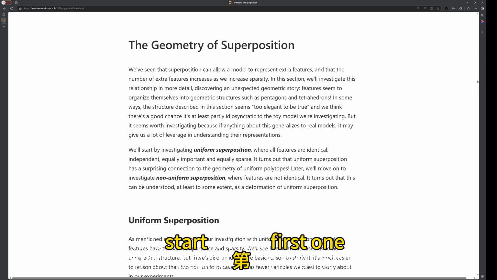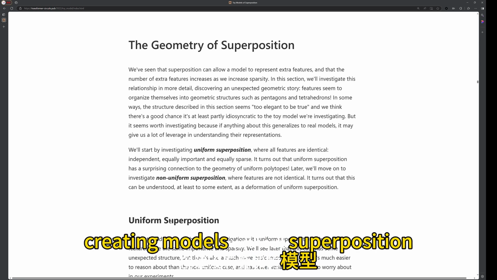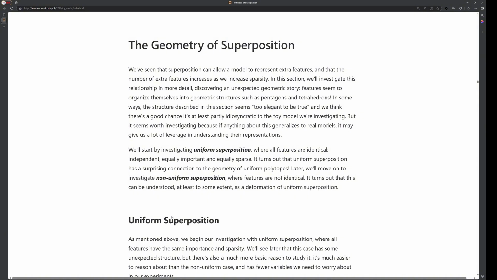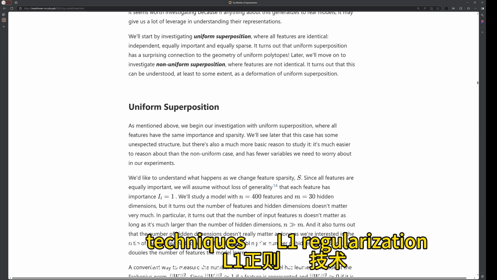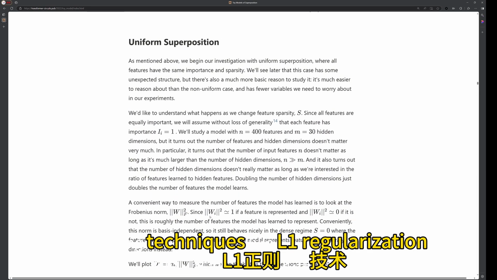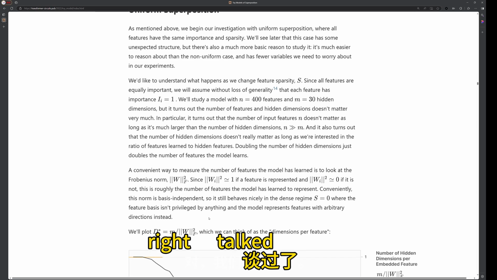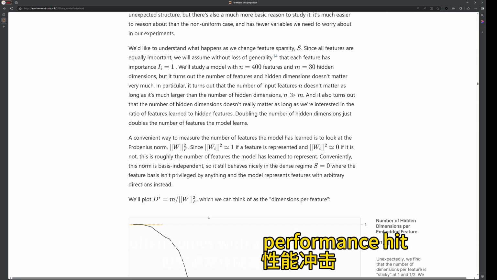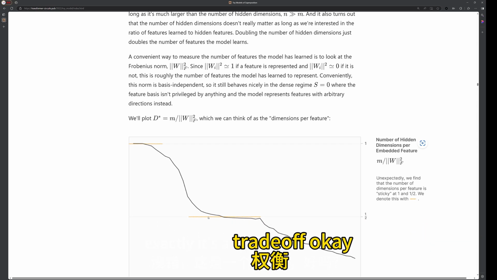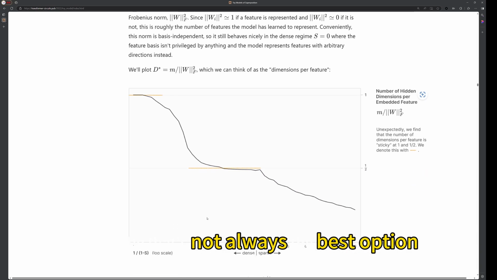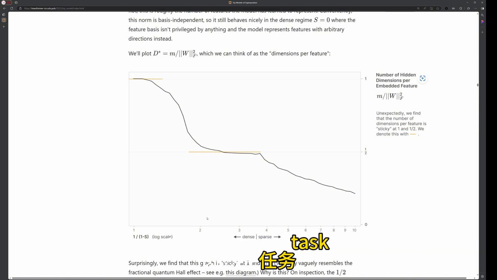Okay, let's start with the first one. Creating models without superposition. Is that even possible? Well, the paper showed that it is possible to reduce it using techniques like L1 regularization, but it often comes with a performance hit. So you might have to sacrifice some accuracy. Exactly, it's a trade-off. It depends on the task.